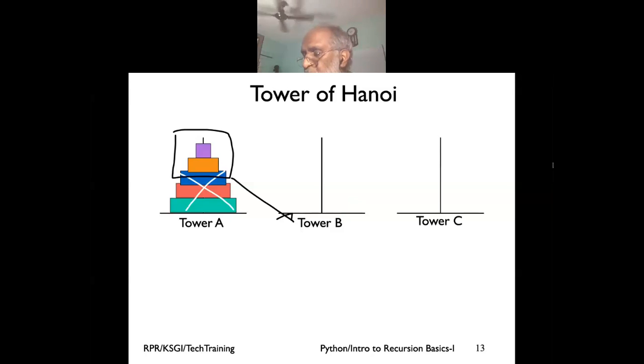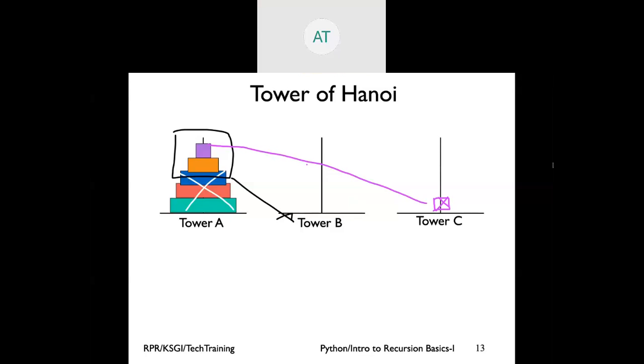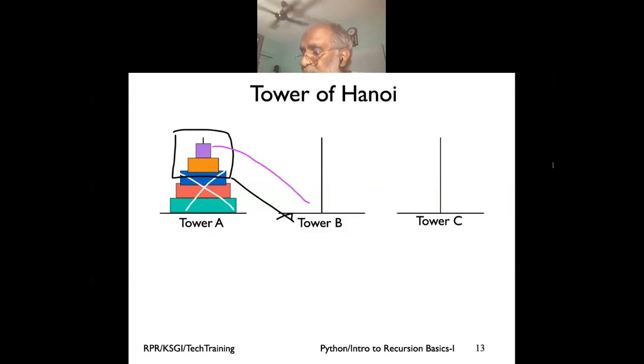So first I take this purple disk, the smaller disk, and move it onto tower C. Okay, so could you move it to tower B? If I move it to tower B, what would happen? Good question. If I move this to tower B, then what should I do next? So move the orange block to tower C.